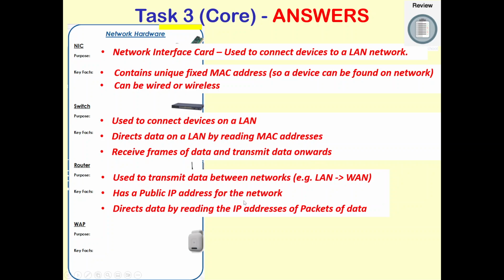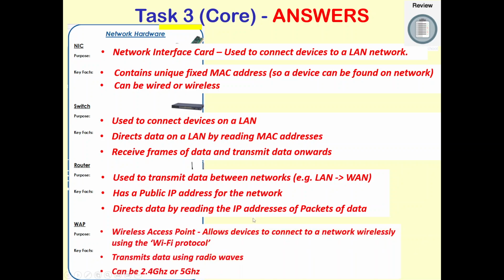Router transmits data between different networks, for example a LAN to a WAN. Key bits here, please add this to your answer. A router uses IP addresses and it has a public IP address for the network. So from outside a network, the router would have a public IP address that the internet could see. And it directs data by reading the IP address of packets of data. We look at that more later on as well.